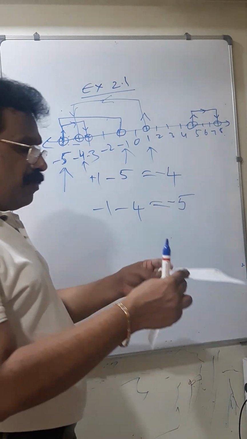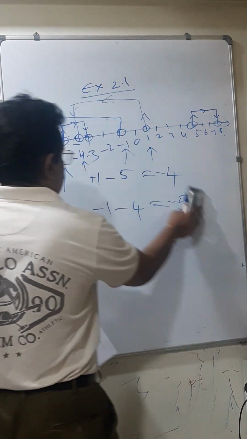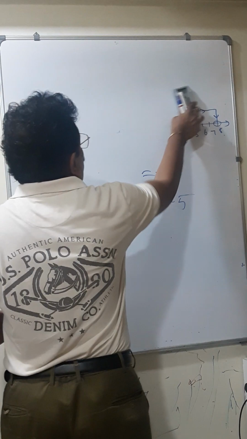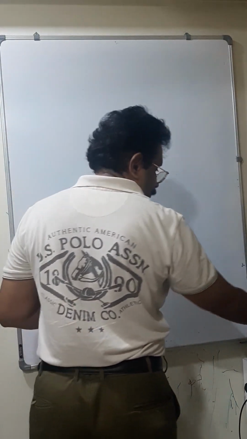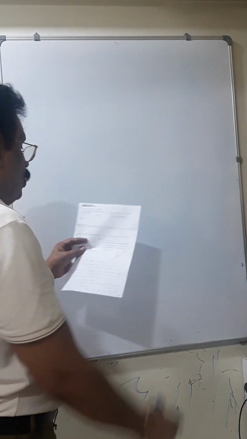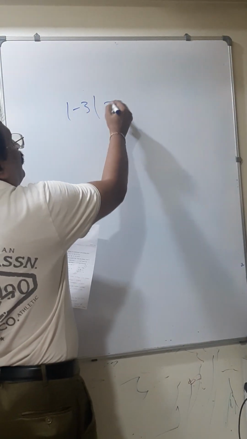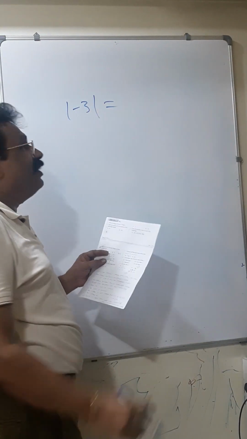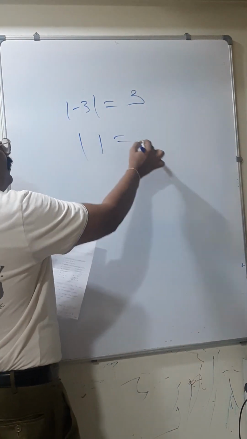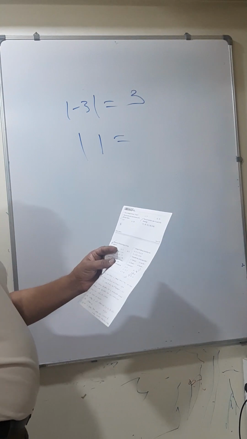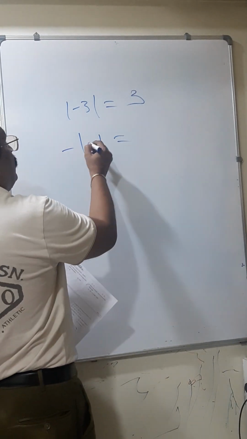Now last sum of exercise 2.1. This is nothing but find the absolute values. Find the value of minus 3. What is the value? Absolute value card. Write the numerical value without a sign. Second one. Minus of minus 10.